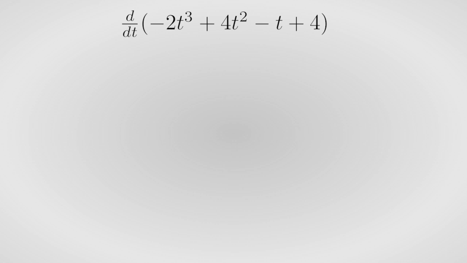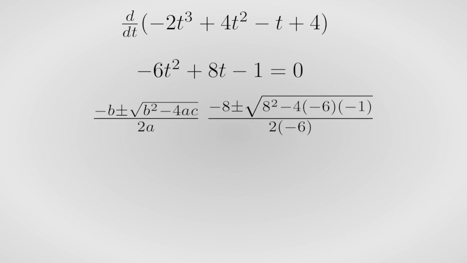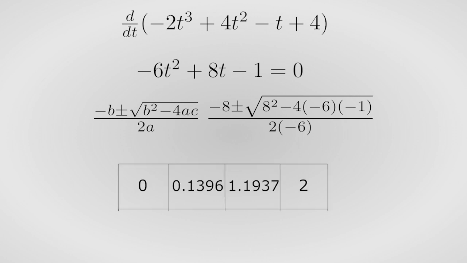First, we'll take the derivative of the function. Next, we'll set the derivative of the function equal to 0. Now we'll find the zeros by plugging the values into the quadratic equation. We'll use a calculator on this step just to make things easier later. We get two solutions, which means that there are two critical points.